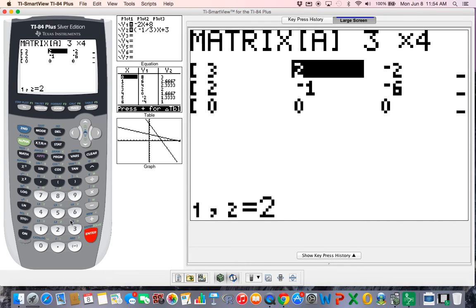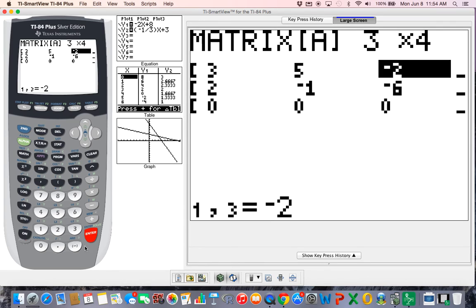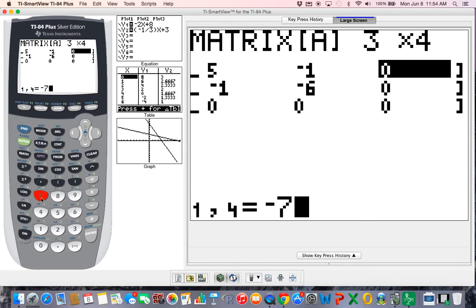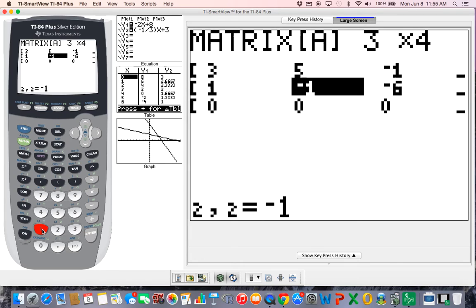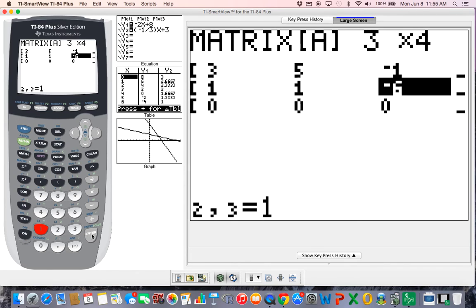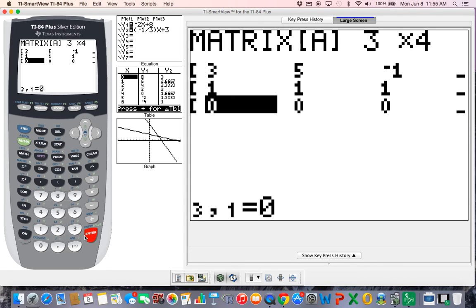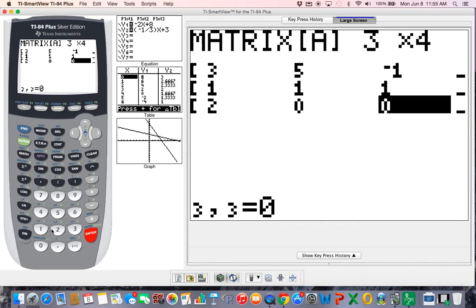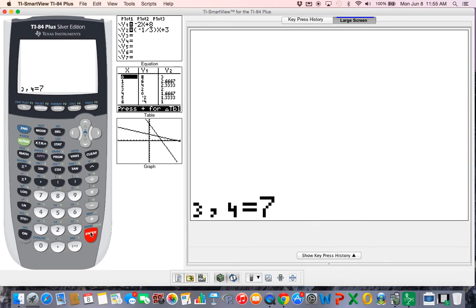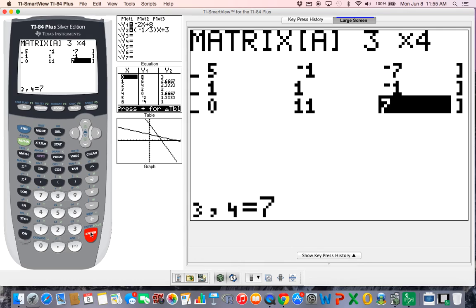So I got 3, 5, negative 1, and negative 7, and a bunch of 1s, and a negative 1, and a 2, and a 0, an 11, and a 7. Guys, you cannot work this problem any faster than the way I'm teaching you right now.